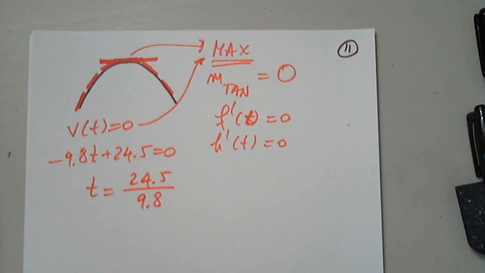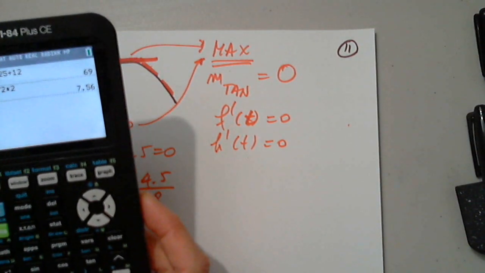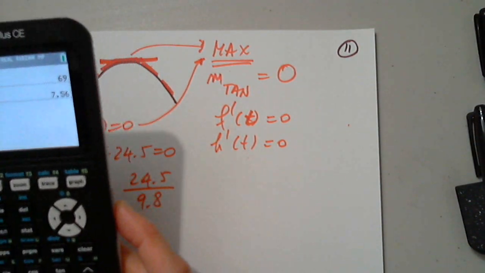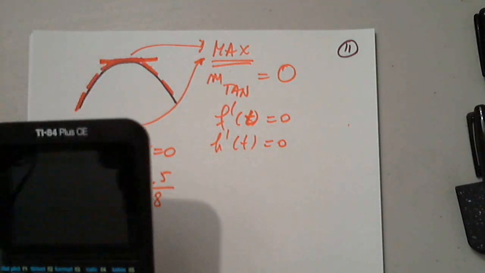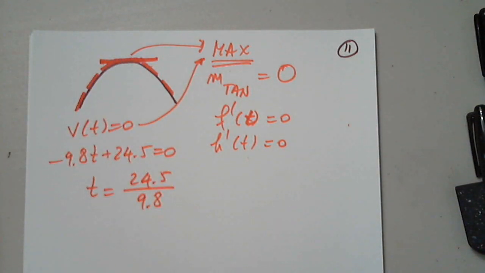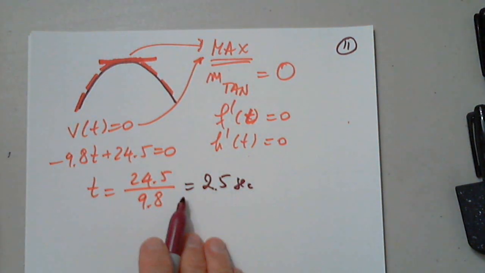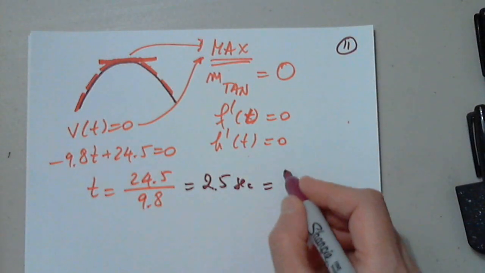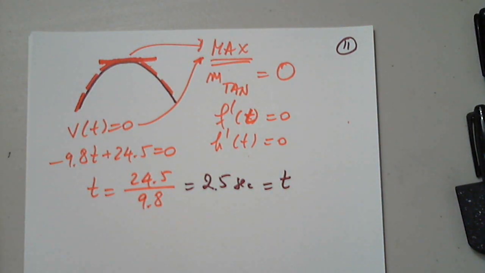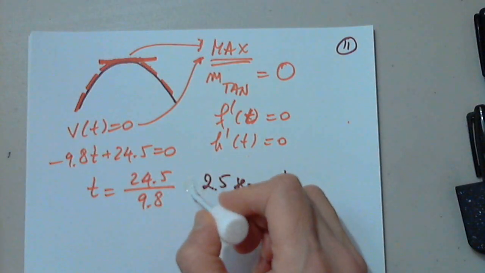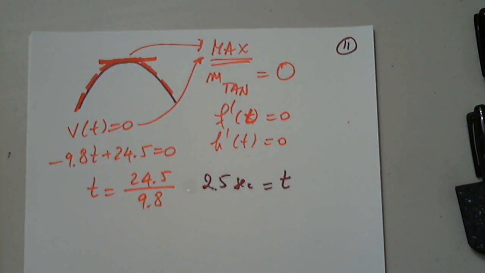And that is when 24.5 divided by 9.8. Okay, I got 2.5. So 2.5 seconds. I shouldn't really write the equal symbol here. That's really not correct. So I'm going to erase it. I have to write again t equals. This is not correct here. Okay, to be exact, this is correct.